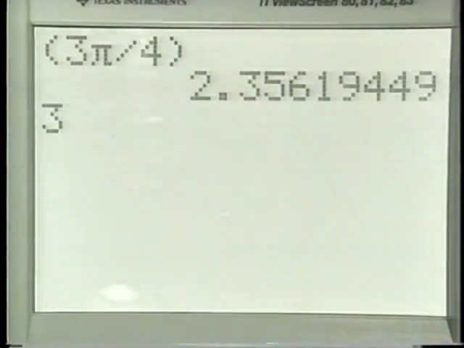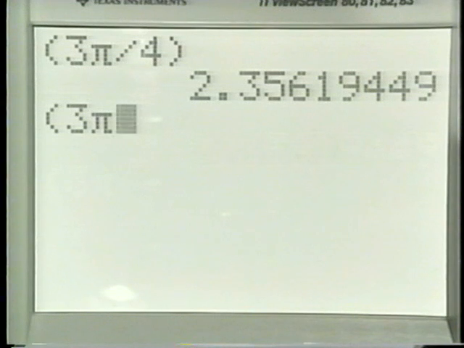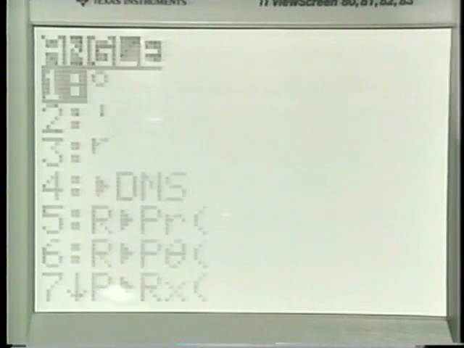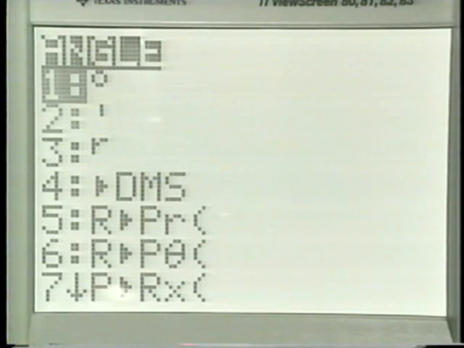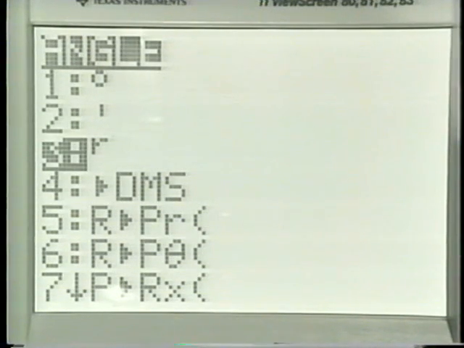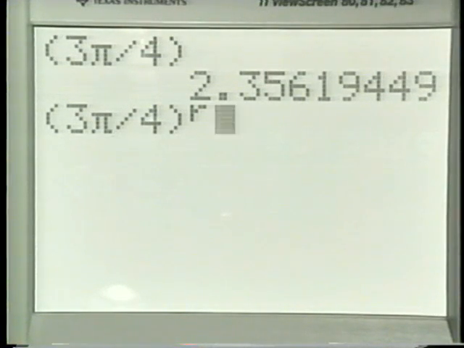3, pi, that's the second, divided by 4, parentheses. Now I want to tell it that I'm talking in radians, and that's where you go second angle, and see the third one down? That's what that R means, radians. Okay, I'll hit enter.